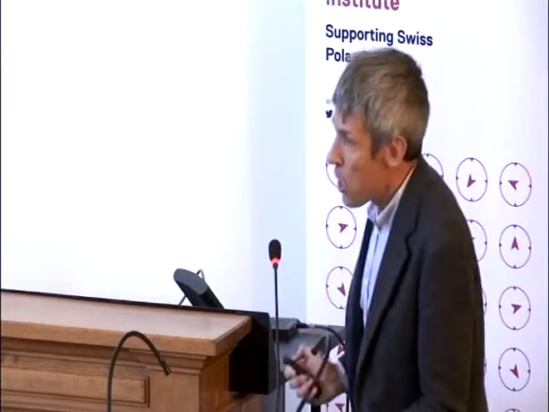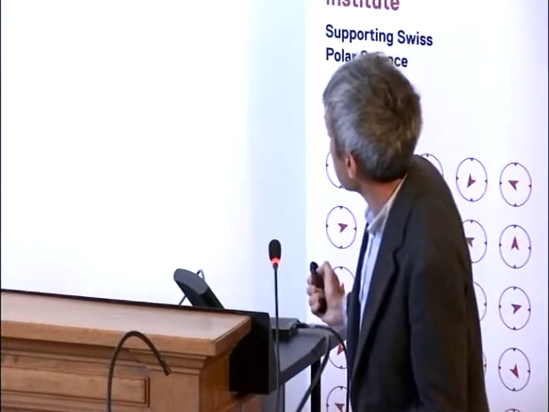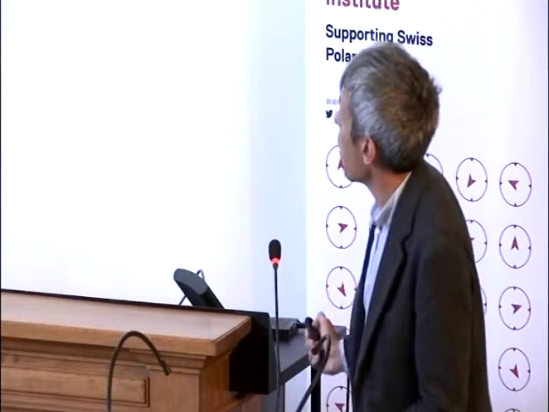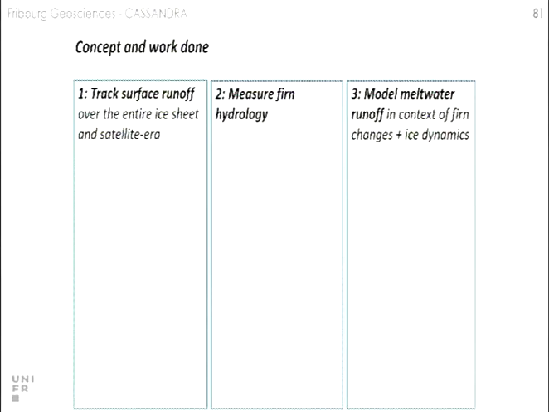Okay, so the project and these two other projects, we have basically 3 pillars here. We want to track the surface runoff on the Greenland ice sheet over the satellite era, or as much as possible of the satellite era. We want to measure firn hydrology in situ on the ice sheet, and we want to then use these data to understand better how Greenland will change into the future.